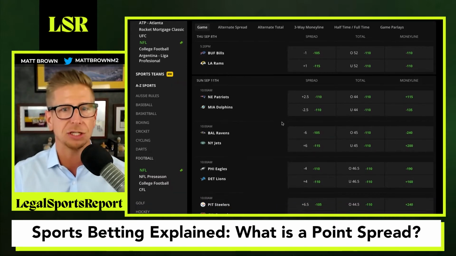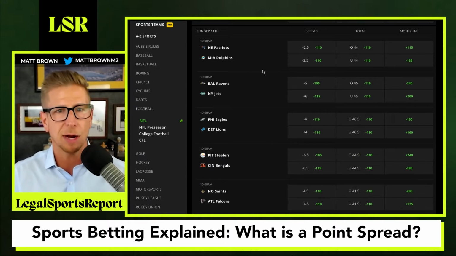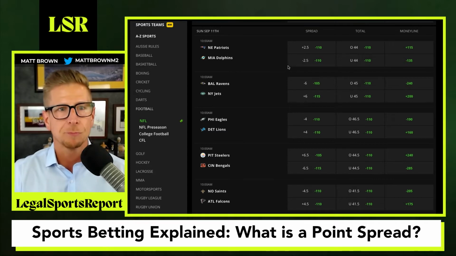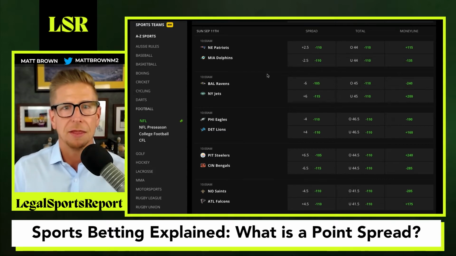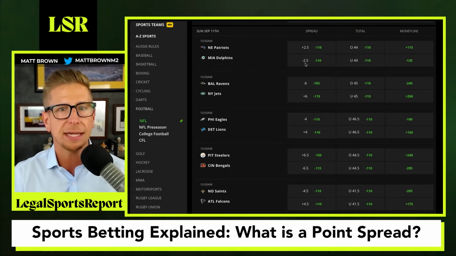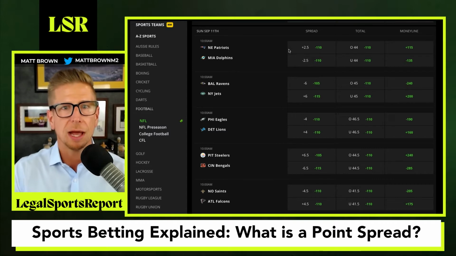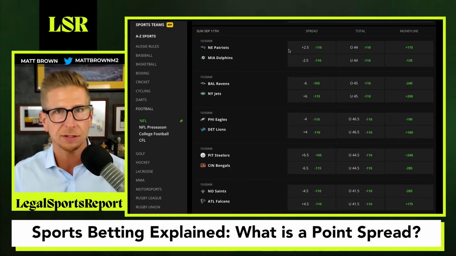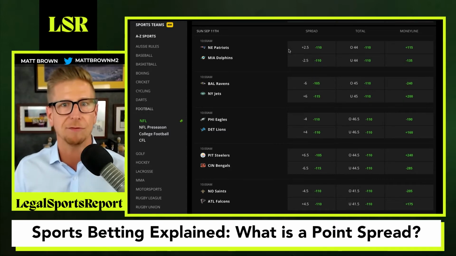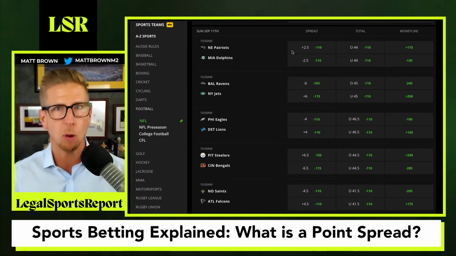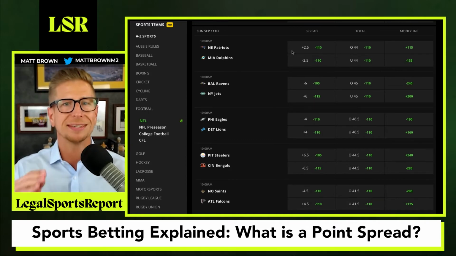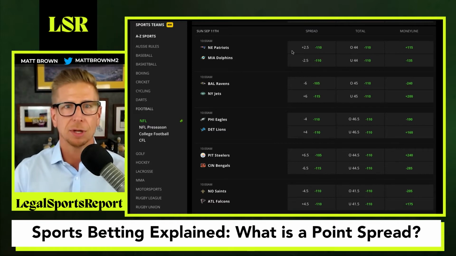So for example, let's take this Patriots and Dolphins game right here, where the Dolphins are favored, and we know that because of the minus, by 2.5. The Dolphins must win that game by 3 points or more for you to win your bet if you placed a spread bet on the Miami Dolphins. If you bet on the New England Patriots, the Patriots can lose by up to 2.5 points. Since there's no such thing as half a point in football, they can lose by 2 points in this game, and you would still win your bet because the Patriots are the underdog.